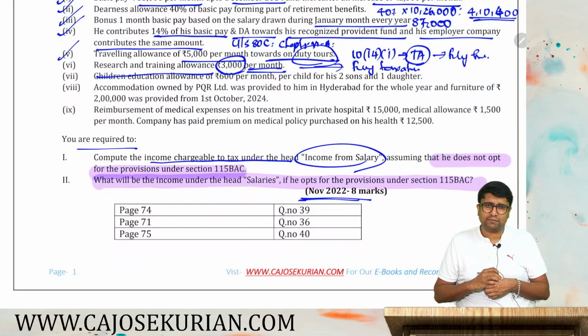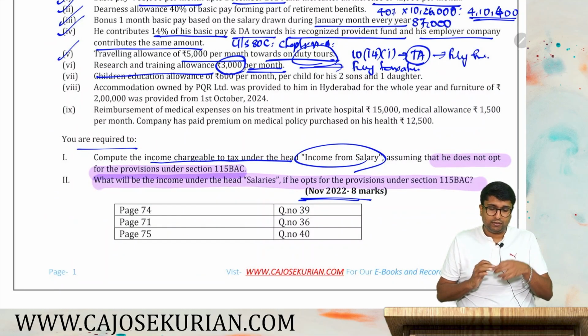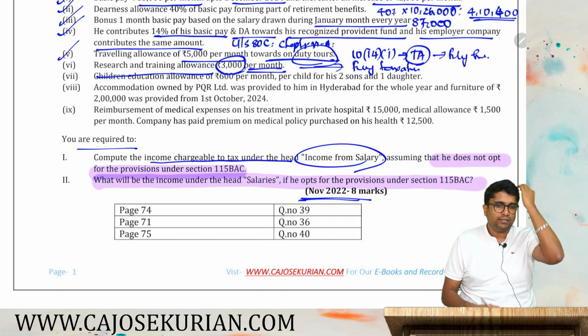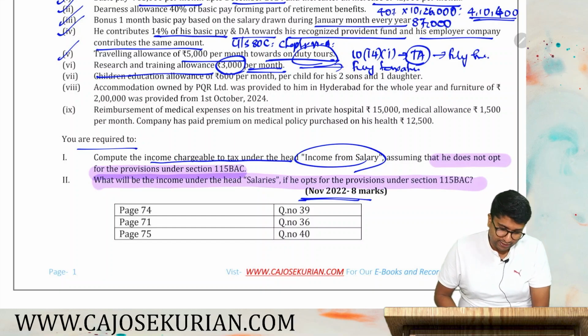Normally you can claim an exemption, but it is under section 10 subsection 14 clause number 1. But the 10 subsection 14 clause number 1 exemption depends upon actual expenditure. Here I am assuming that it is not expended for any research because the question is silent about any research, so I assume that he hasn't expended that respective allowance.